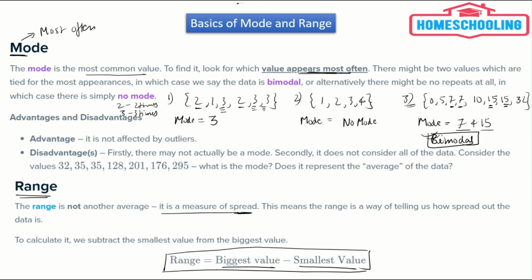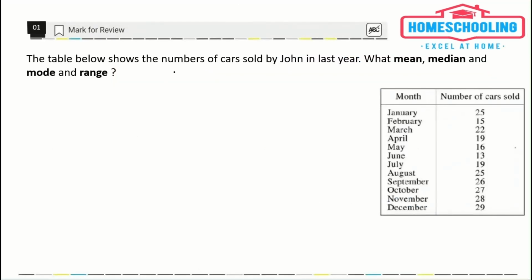So now let's move on to the questions. Question number 1 says that the table below shows the number of cars sold by John last year. We have to find the mean, median, mode, and range. So first, we're going to find the mean or average. As we know, mean or average is the sum of all observations divided by the total number of observations.